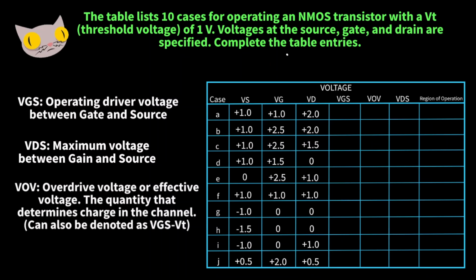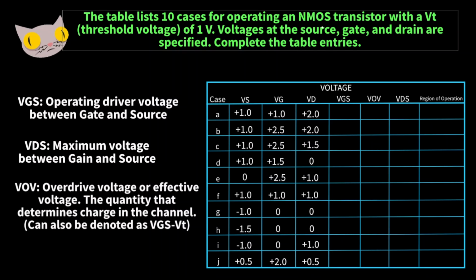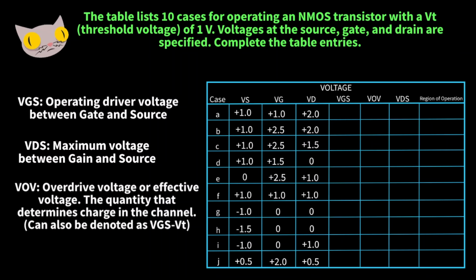In this video, we're going to be looking at an NMOS transistor with a VT, or threshold voltage, of 1 volt. We have a table here with 10 cases. For each case, we have the voltage at the source, at the gate, and drain of the transistor.